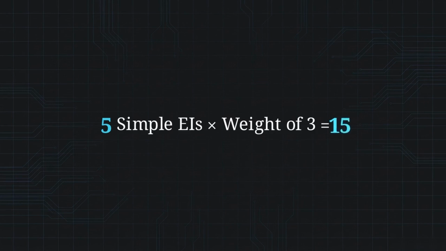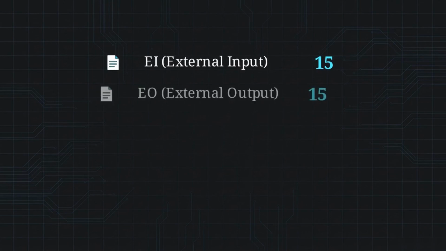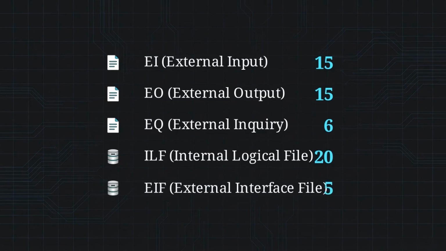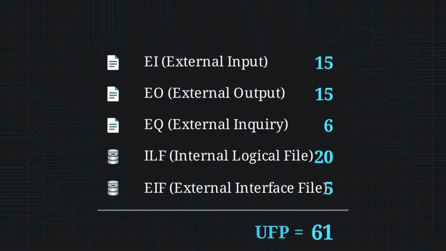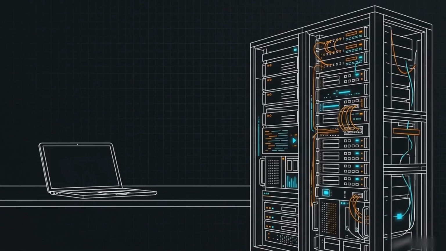We get 15. We repeat that exact calculation for the remaining components. Let's add 15 for outputs, 6 for inquiries, 20 for internal files, and 5 for external files. Adding those together gives us a total UFP of 61. This score of 61 represents the functional size of the software, but it assumes all development environments are equal, which is never the case in practice.